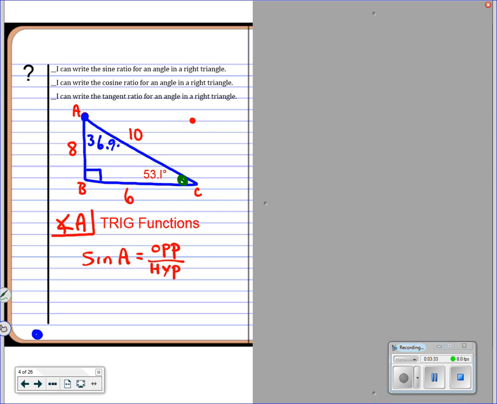Let's pretend like we're standing at A. So here I have the trig function sine of A equals opposite over hypotenuse. So that would say the sine, and then we take the angle and we stick it in that spot, equals opposite over hypotenuse, 6 over 10.